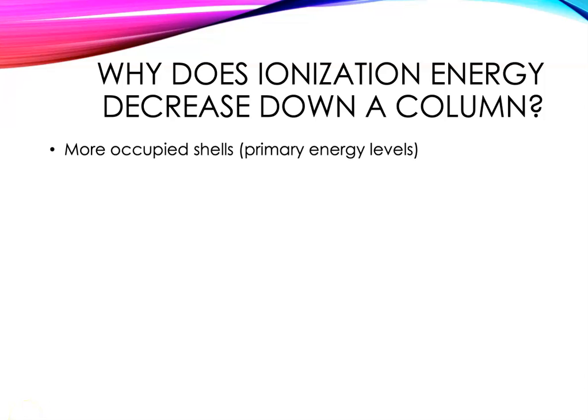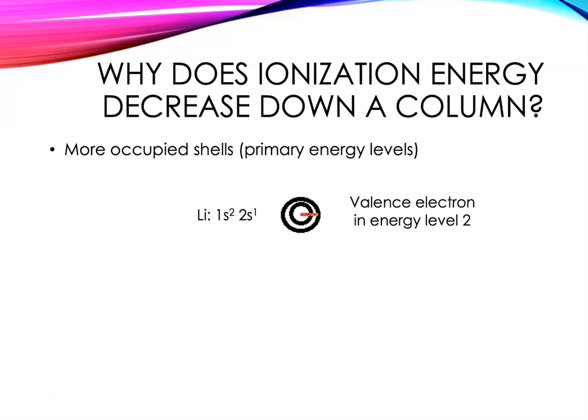The main structural difference as we go down a column is that the atoms have more occupied shells. They have more occupied energy levels. The electrons are going to energy levels that are farther away from the nucleus, and that's the key. Let's start with lithium. We know it's 1s2, 2s1. Its highest occupied energy level is energy level 2. So we can diagram that, 2 occupied levels, and our valence electron is in energy level 2.